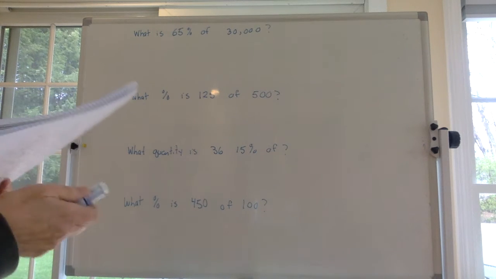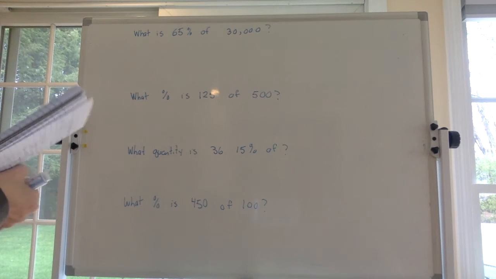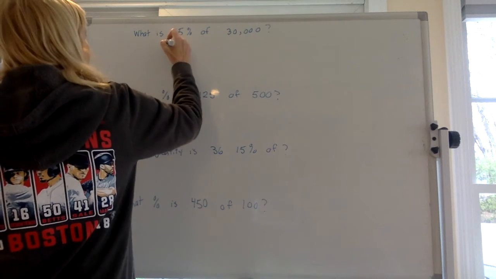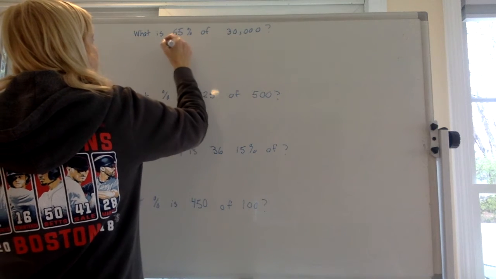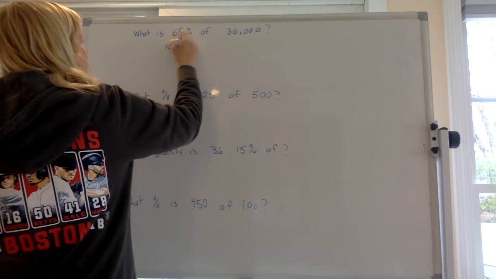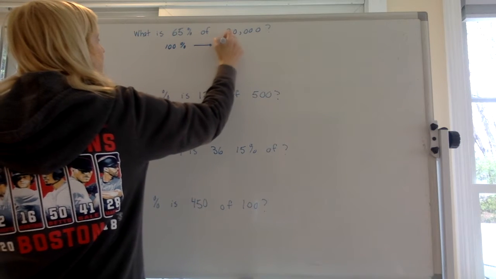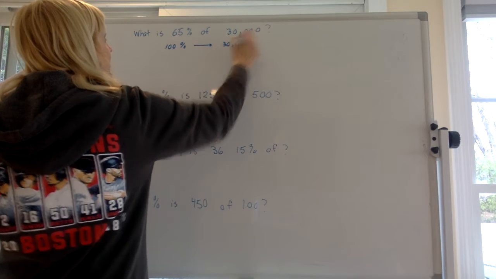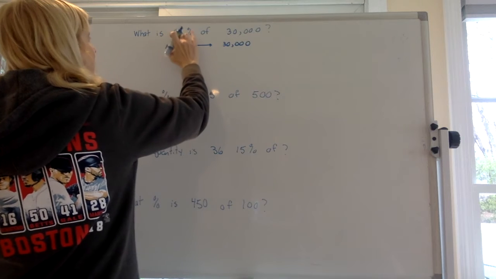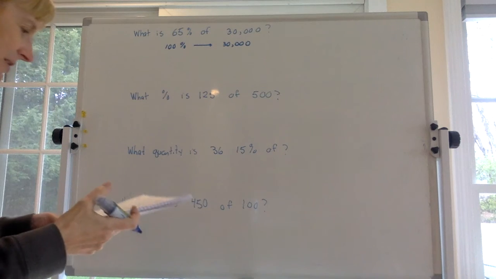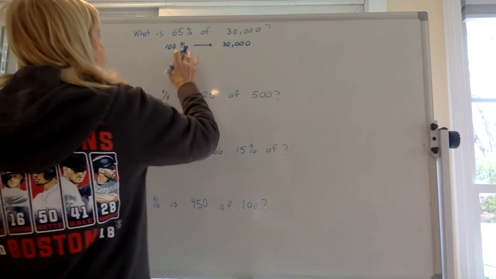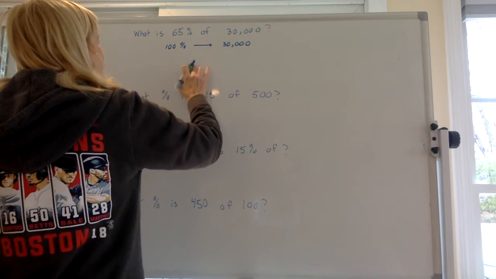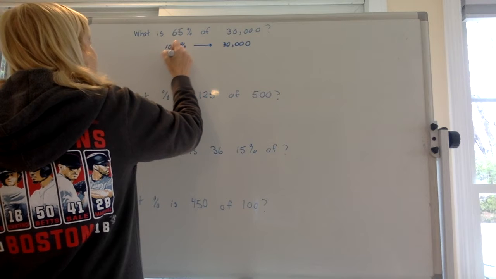In order to use a percent diagram or a percent table, you start off with some quantity that you know. Well, 30,000 is considered a whole, so 100% corresponds to 30,000. But we don't want 100%, we want to figure out what 65% is. So what we can do is work off of this to eventually get to 65. How about if I do 10%?